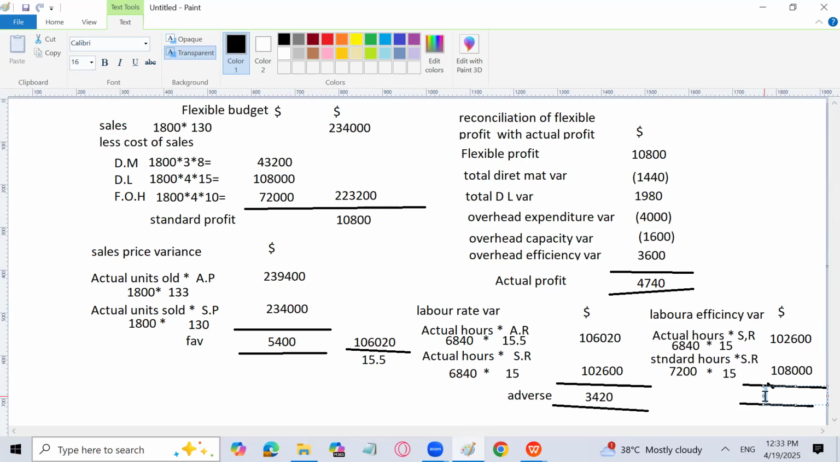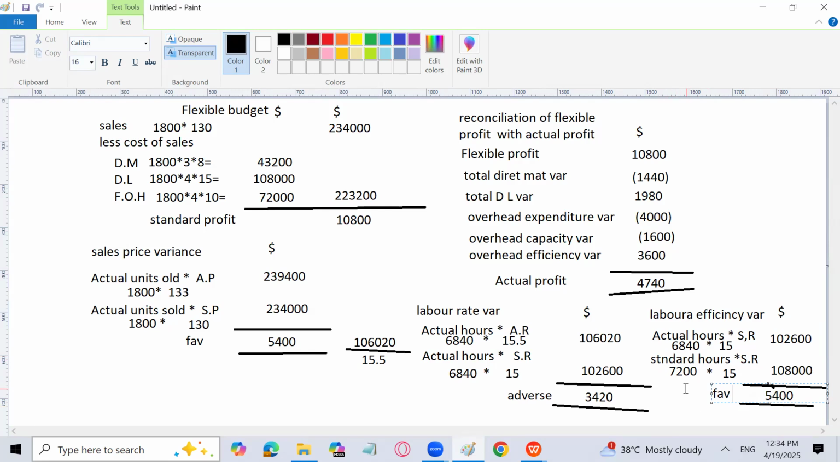Right? They are taking more time to produce the units, and that is why that is 5400, and that is going to be negative. It means it is going to be, just a minute, that is going to be favorable. So according to the criteria, I'm sorry, I did it wrong. We should have taken 7200 hours to produce 1800 units, but actually we are taking 6840 hours.